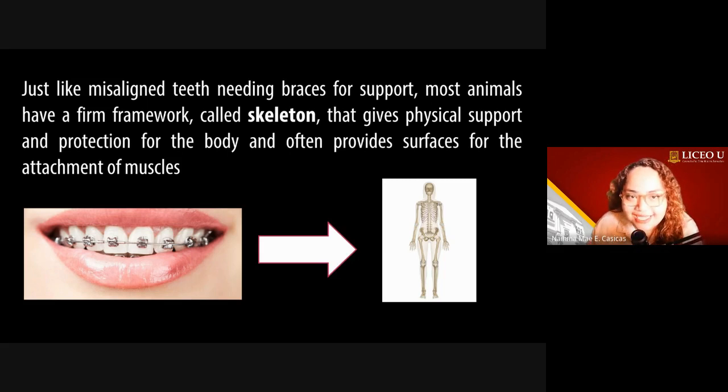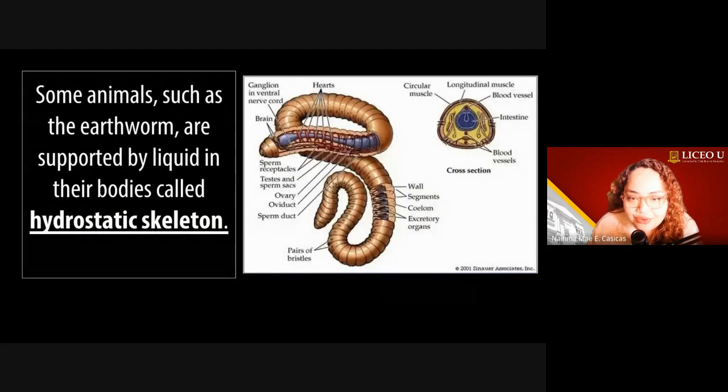So, just like misaligned teeth needing braces for support, most animals have a firm framework, and that is your skeleton, that gives physical support and protection for the body and often provides surfaces for the attachment of muscles. So, there are other animals that have hydrostatic skeletons. Their bodies are very liquid. So, they don't really have a solid skeleton. They don't have a calcium rich skeleton.